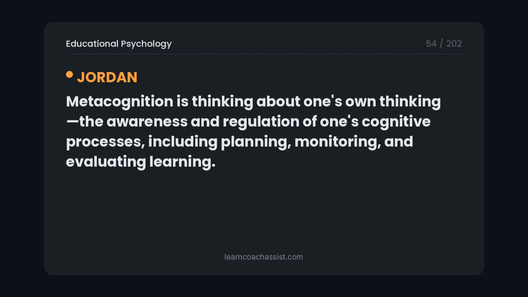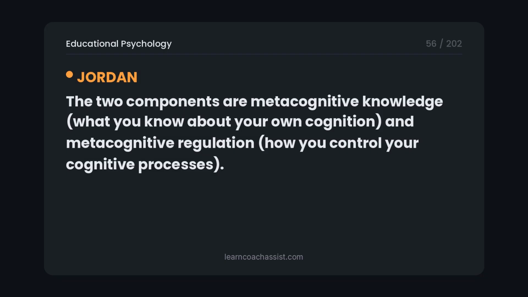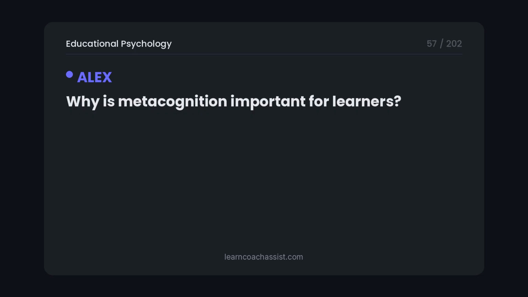Metacognition is thinking about one's own thinking, the awareness and regulation of one's cognitive processes, including planning, monitoring, and evaluating learning. What are the two main components of metacognition? The two components are metacognitive knowledge, what you know about your own cognition, and metacognitive regulation, how you control your cognitive processes. Why is metacognition important for learners?